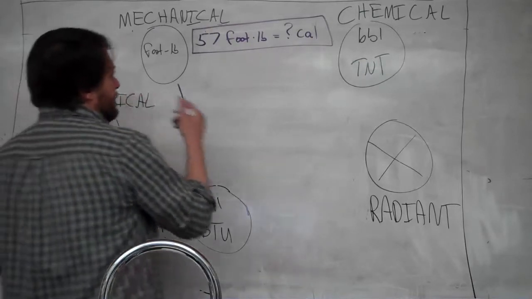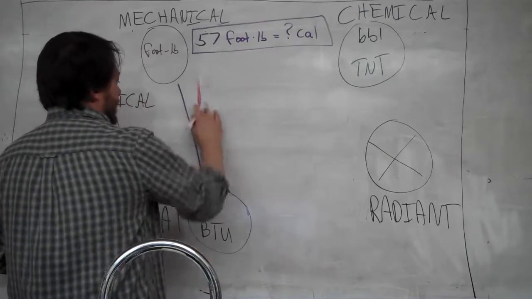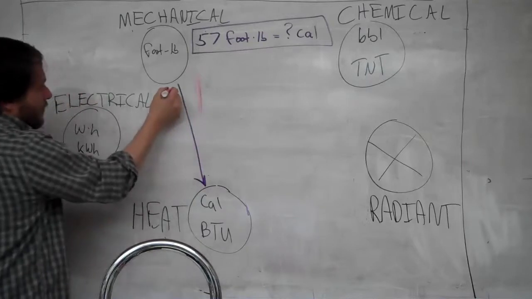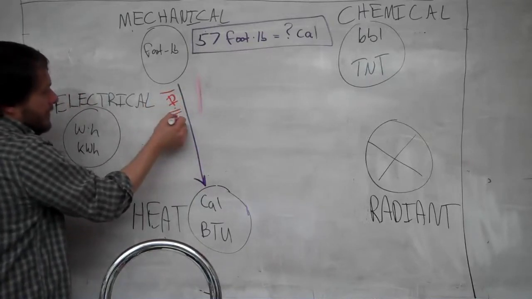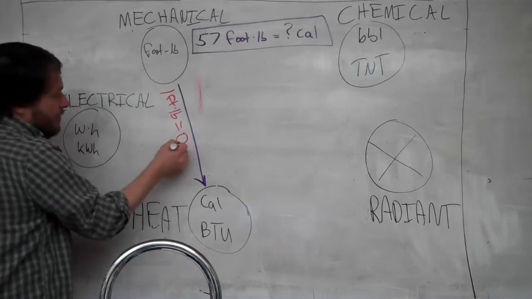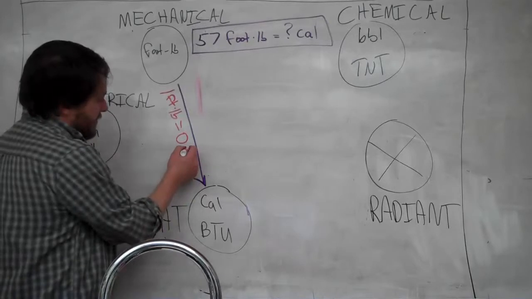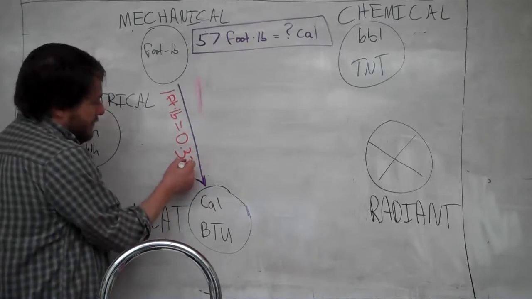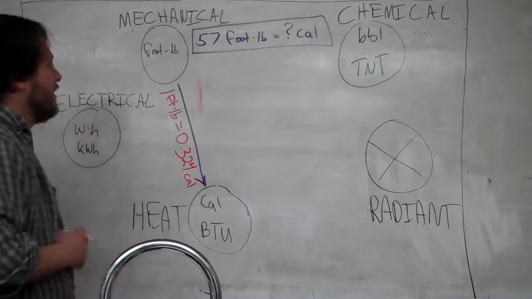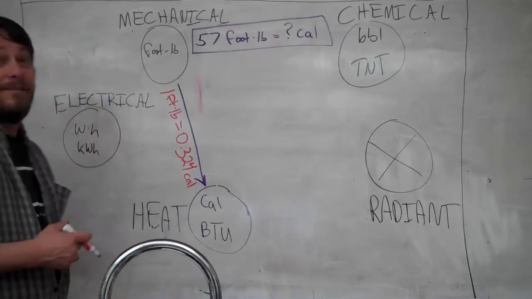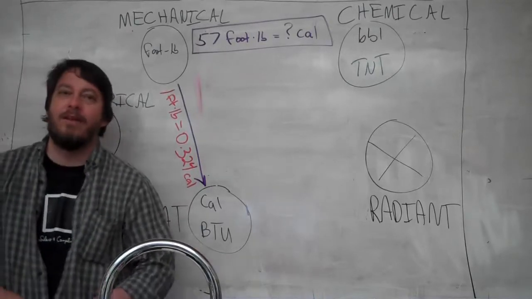And so, our conversion here, I'll do it right here. 1 foot-pound equals 0.329? Yep. 3239. We'll just call it 324 calories. Okay.